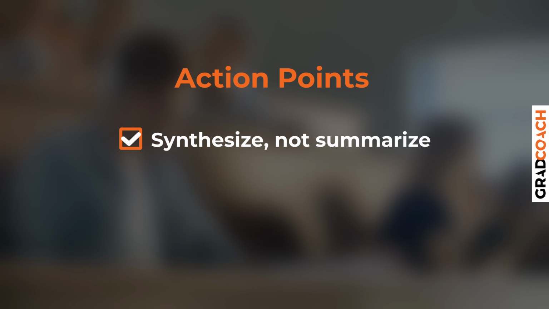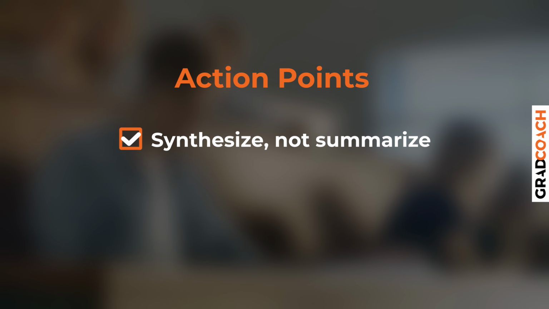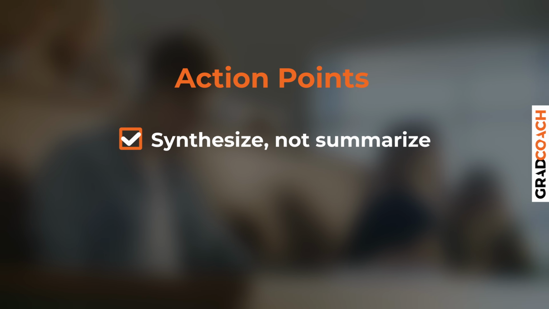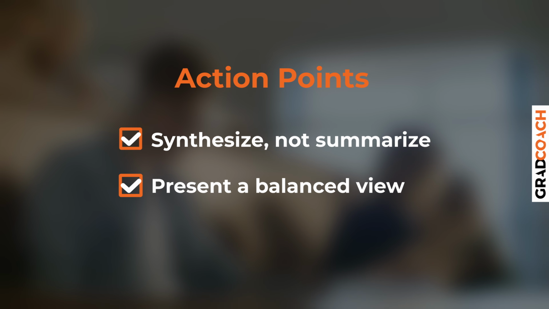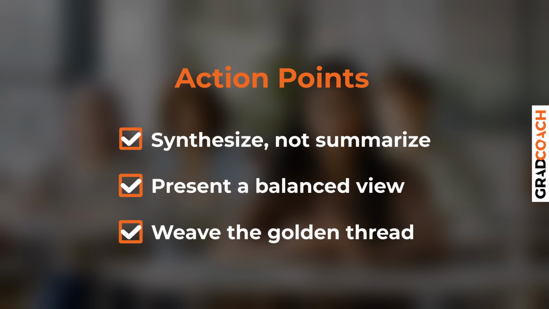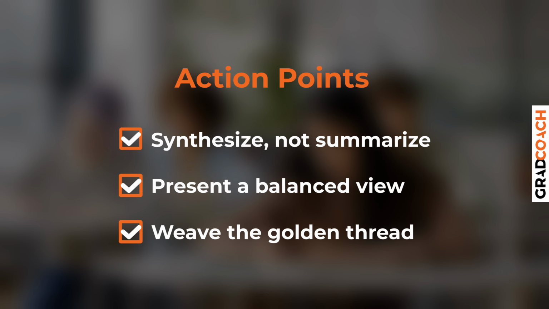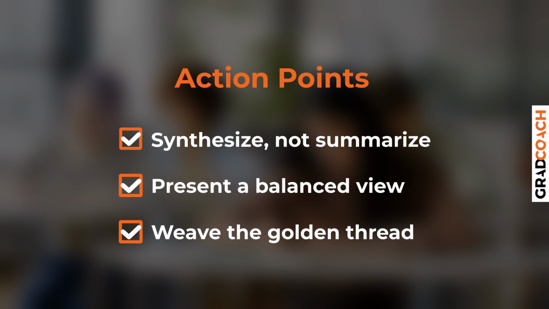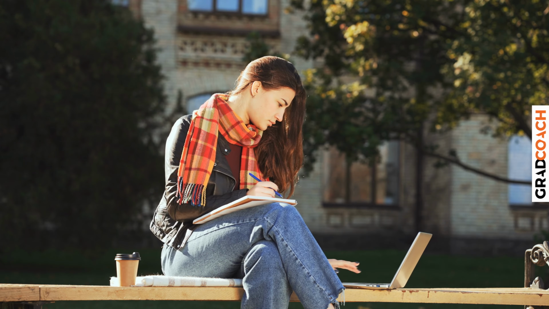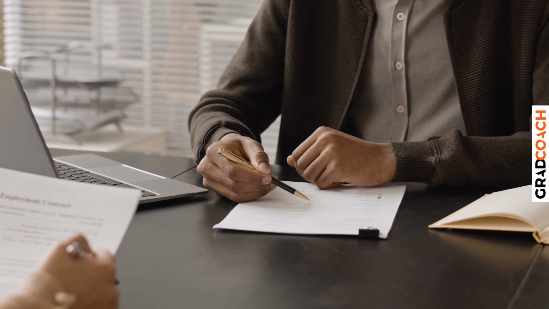All right, let's recap the 3 deadly sins. Number 1, don't just summarize, synthesize. In other words, group, compare, and contrast the literature. Build a clear narrative. Number 2, don't cherry pick. Present a balanced view, even if it challenges your assumptions. And number 3, don't lose the golden thread. Make sure everything ties back to your research aims and research questions. And if it doesn't, cut it. Avoid these mistakes, and you'll build a literature review that's focused, persuasive, and academically sound.